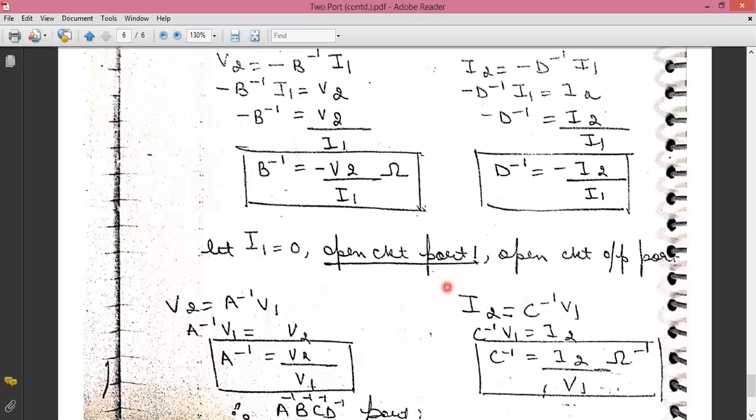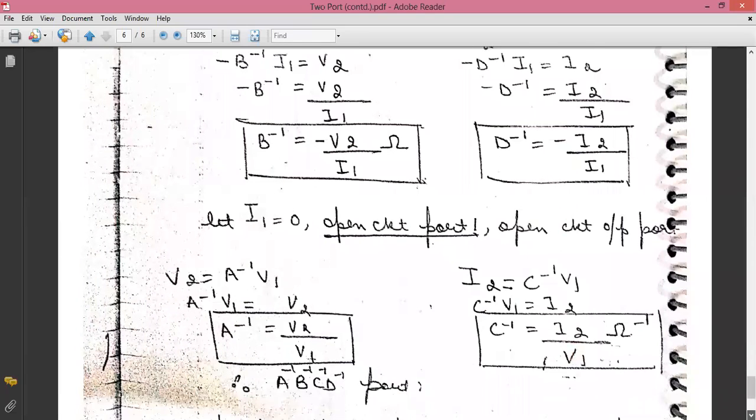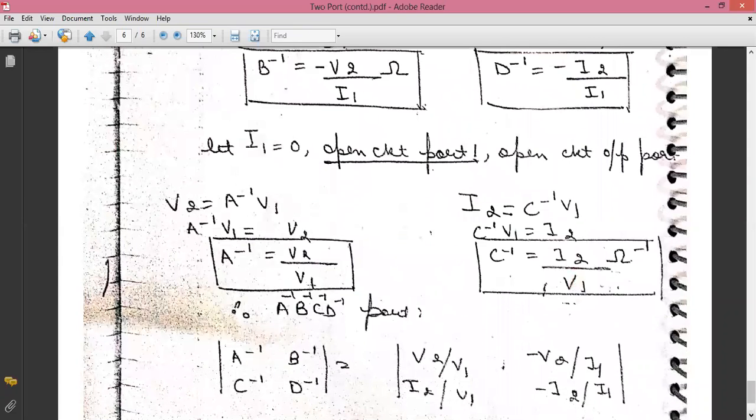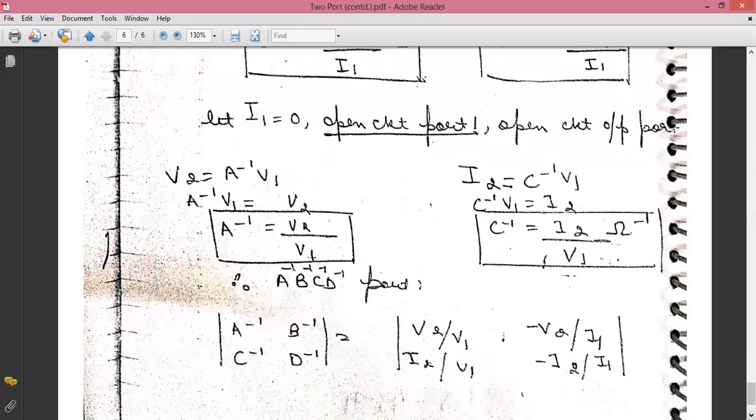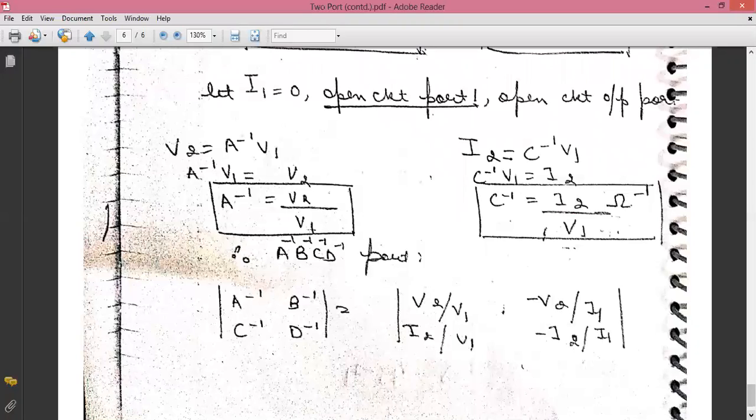So again, we have two signals. I equate that signal equal to 0 one by one, and from that we can get a value like A, like B, like C, and like D. So here you have A inverse, B inverse, C inverse, and D inverse, and here A inverse is equal to V2 upon V1, B inverse is minus V2 upon I1, C inverse is I2 upon V1, and D inverse is minus I2 upon I1. So this is about the inverse ABCD parameter.